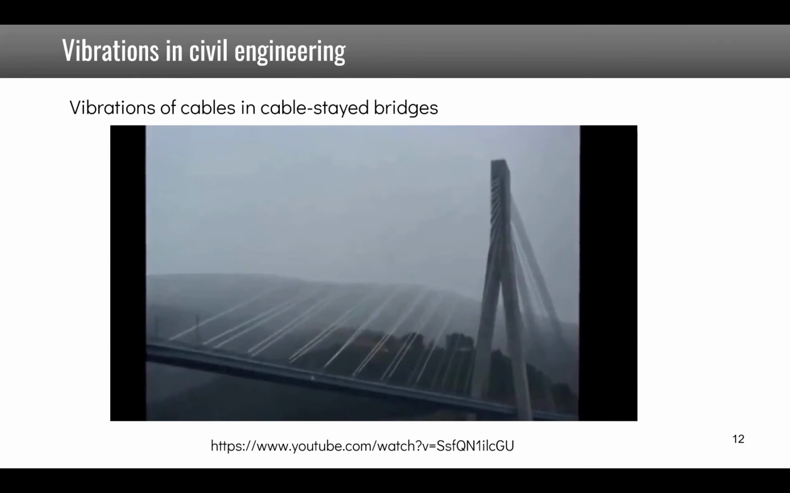We just saw how pedestrians can induce excessive vibrations of a footbridge. Other elements like wind and rain can also induce vibrations, and this is the example of a cable-stayed bridge where the cables undergo excessive vibrations due to wind and rain.